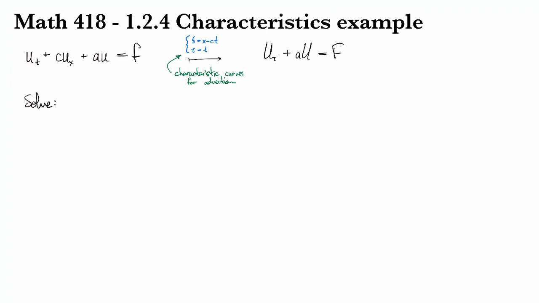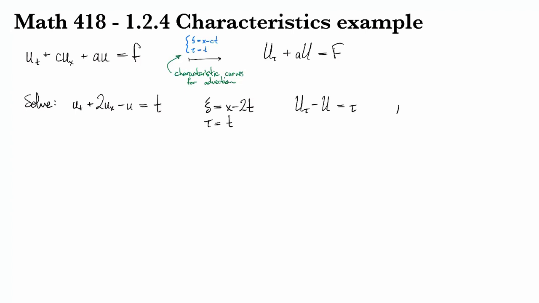solving an explicit example. So suppose we're given the equation u sub t plus 2 u sub x minus u equals, and we'll take our forcing function f, our sinks and sources, just to be t. Then we would use the characteristic curve xi equals x minus 2t, and tau equals t. This would be converted into u sub tau minus u equals tau.